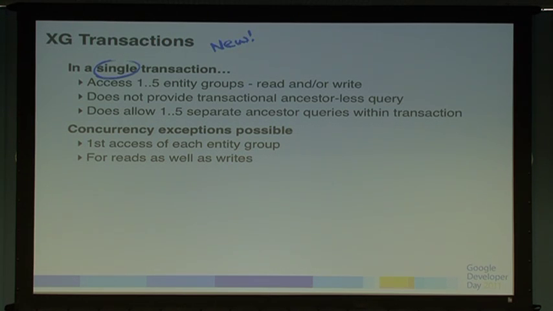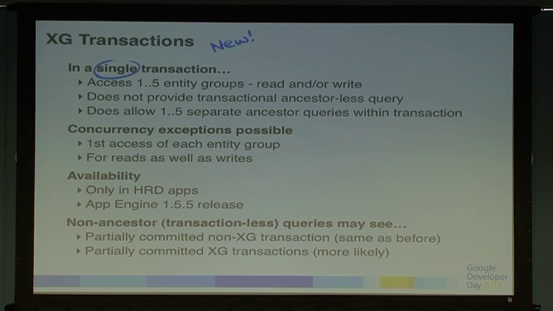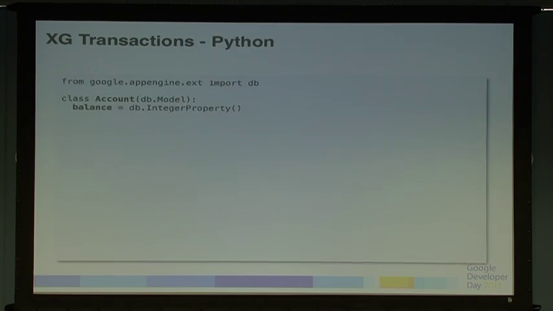So once you understand that and it makes sense, then you can deal with it. But this allows you to do very cool things. It's only available for High Replication Datastores. Yet another reason for you to migrate. It's in 1.5.5. And let me just show you what that looks like in Python.